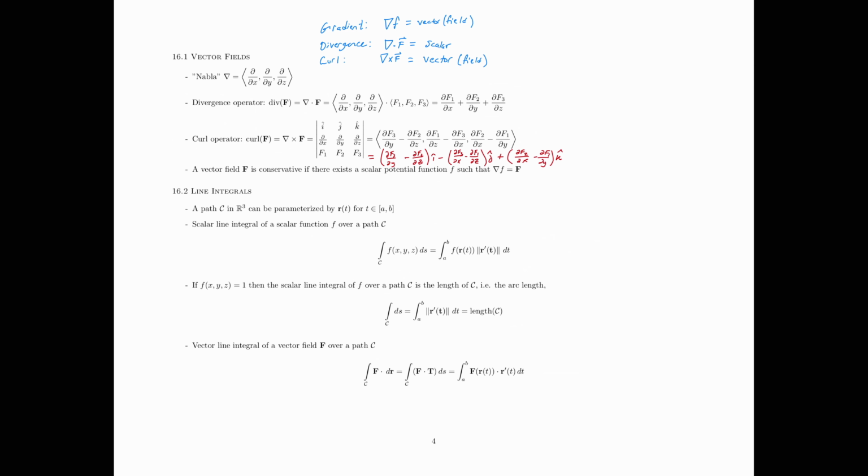All right, last thing for this section, 16.1, is a vector field F is conservative if there exists a scalar potential function. So this is the first time that we defined conservative vector fields, right there. We have a whole section, 16.3, dedicated to conservative vector fields, but this is the first time the definition does appear. So the definition is simply a field F is conservative if it is the gradient of some function.